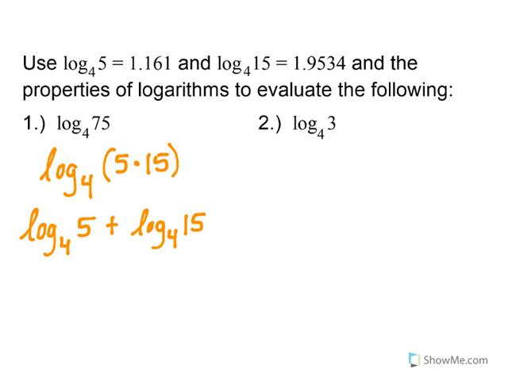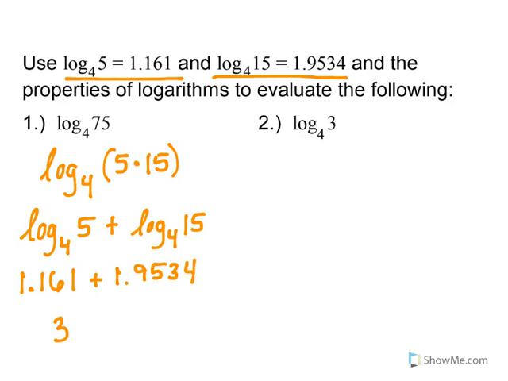Now log base 4 of 5 was provided to us up here, so we can replace that by 1.161. And then the log base 4 of 15 was also provided to us up here, so that's 1.9534. If I add those two values together, I get 3.1144. So that means that log base 4 of 75 is equal to approximately 3.1144.